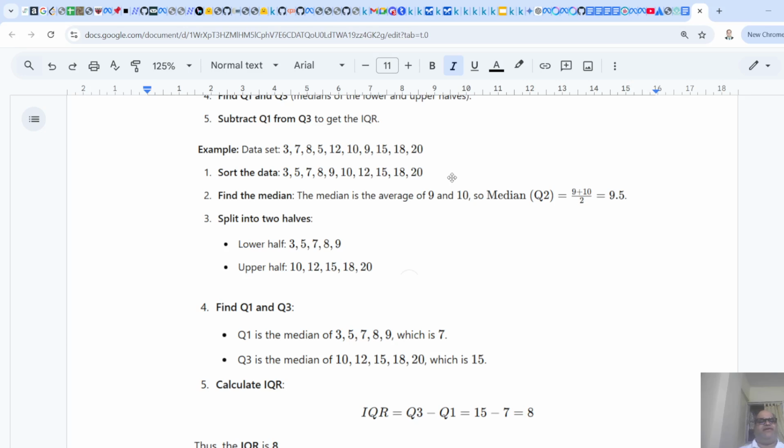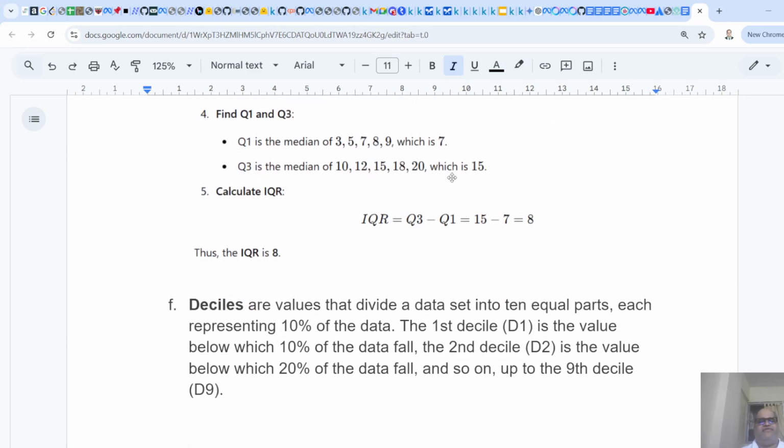So you have your median as 9.5. Anything lower than 9.5, that is 3, 5, 7, 9, is your lower half, and all the numbers greater than 9.5, that is 10, 12, 15, 18, 20, are your upper half. Q1 is the median of the lower half, which in this case is 7. In a similar way, Q3 is the median of the upper half, and that is 15. As you know, IQR you can get simply by subtracting Q1 from Q3. So it's a simple five-step process.